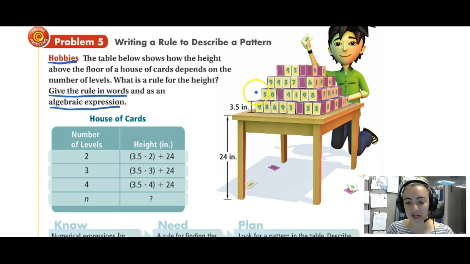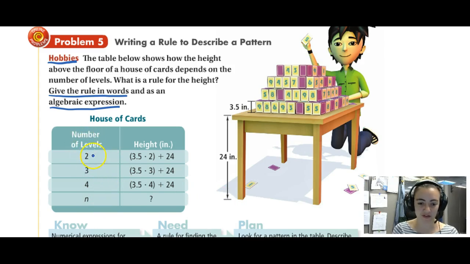So here's our picture here. We've got some information. Looks like from the floor to the top of the table is 24 inches. Each card is 3.5 inches. Remember, we're looking for the height above the floor of a house of cards, depending on how many levels. So this table kind of helps you figure it out.